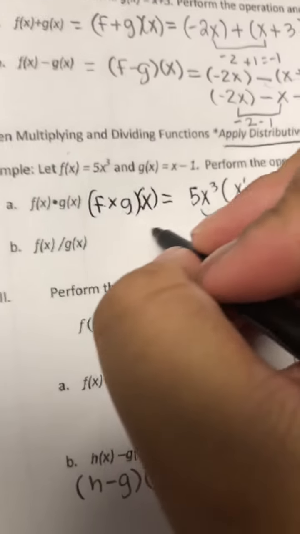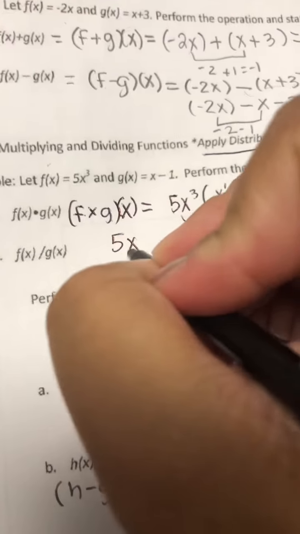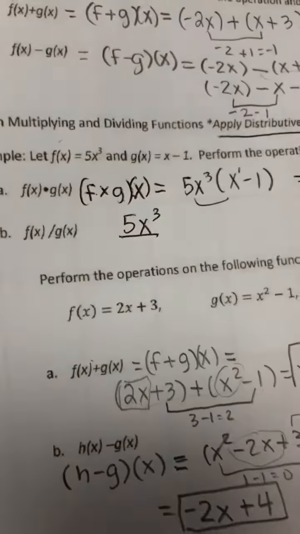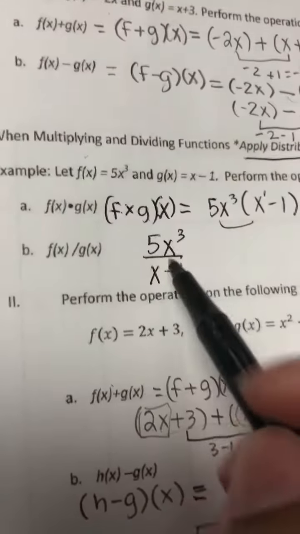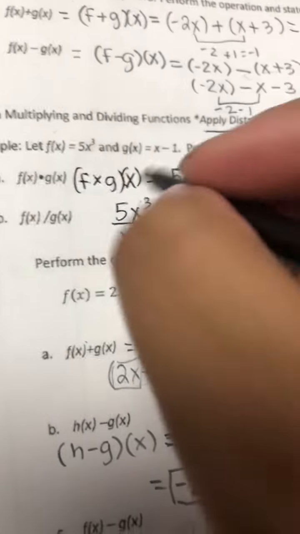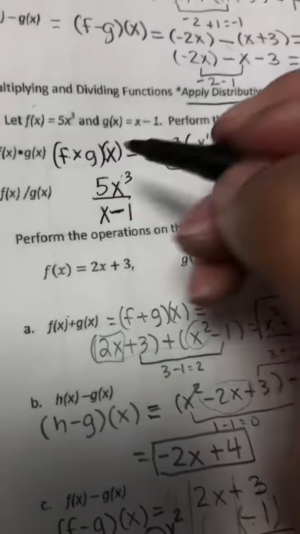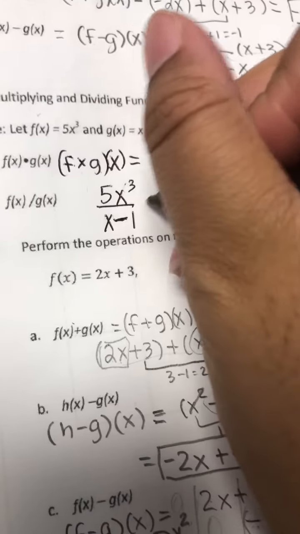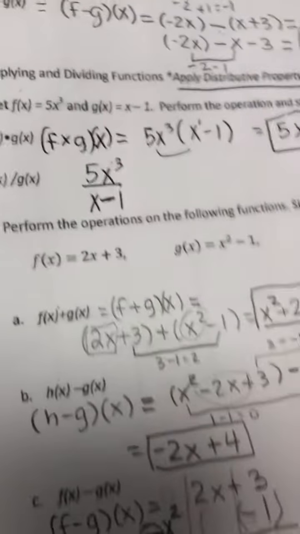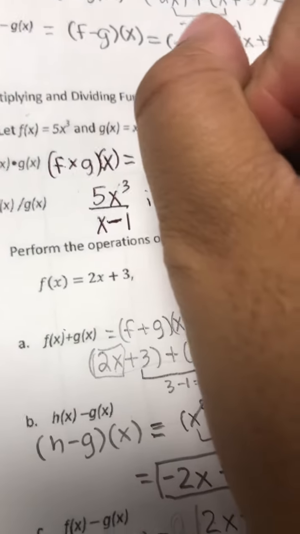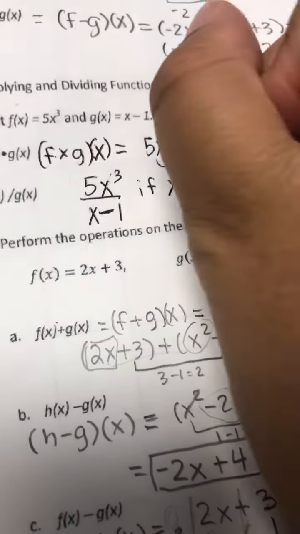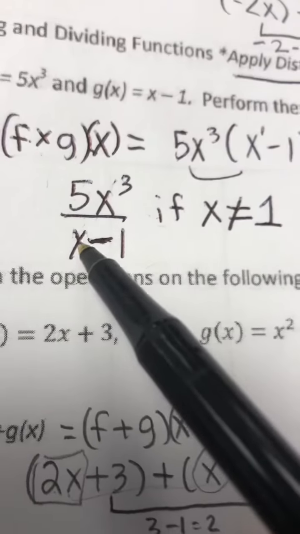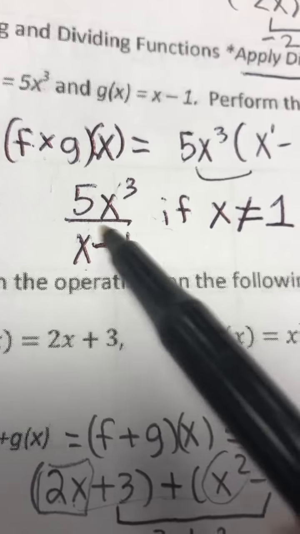Okay, now when you're dividing, you guys are going to love that. And I'm not even going to rewrite it. When you divide, if you can't cancel anything out, because of this minus sign, we can't cancel these out. This is your answer. You just have to add one thing, okay? You have to add what's called the domain. So you have to say if x does not equal 1. And the reason why you have to add that domain is because if you put 1 in there, it's going to give you 0 in the denominator, and we can't have that. That's not allowed.